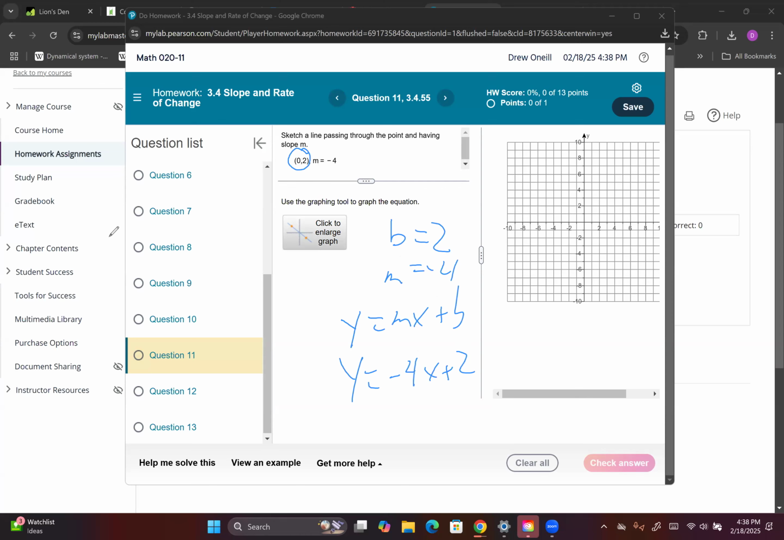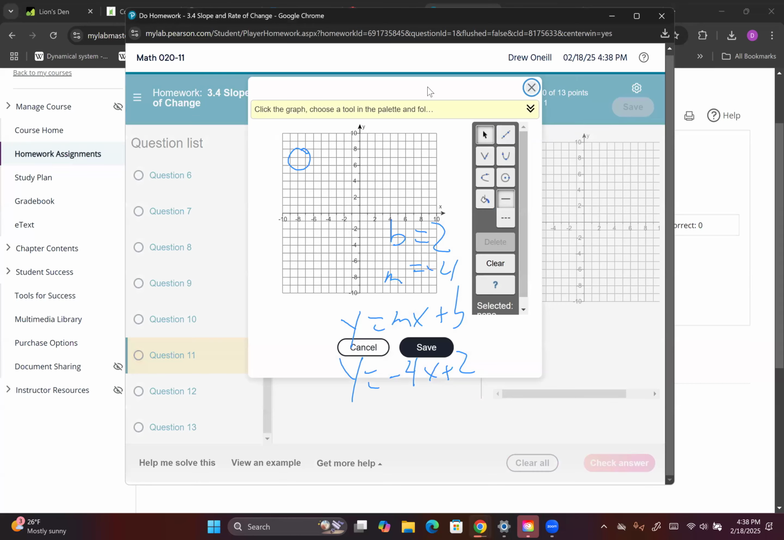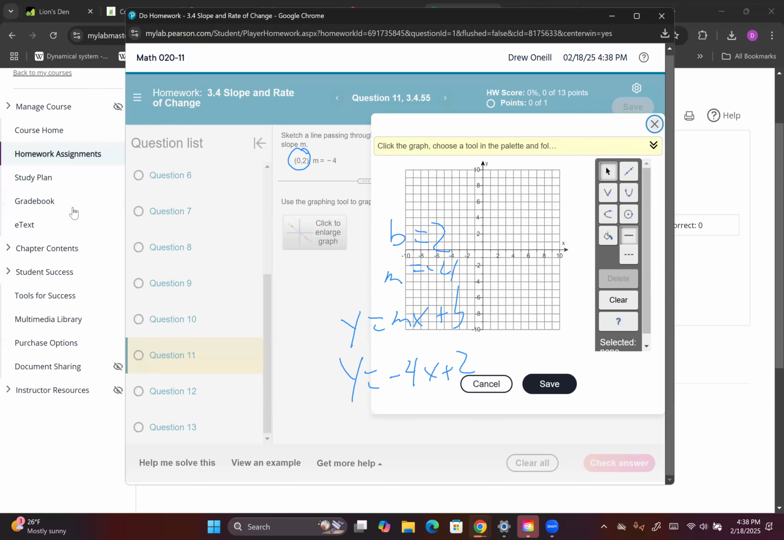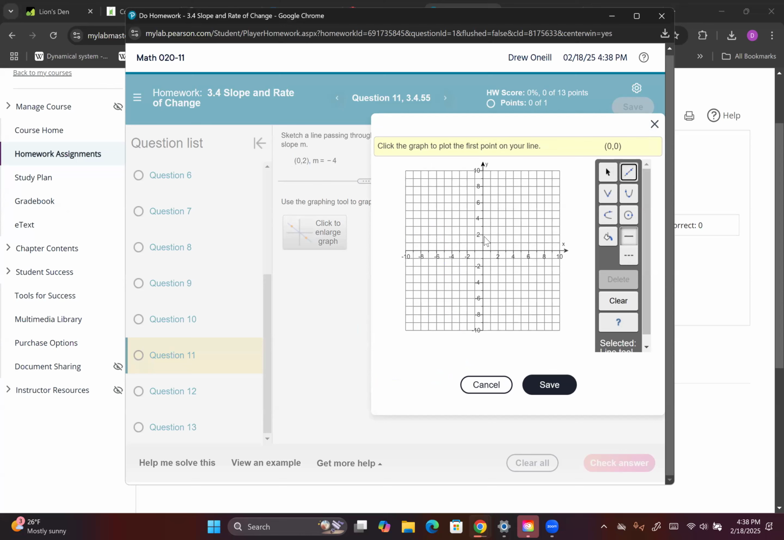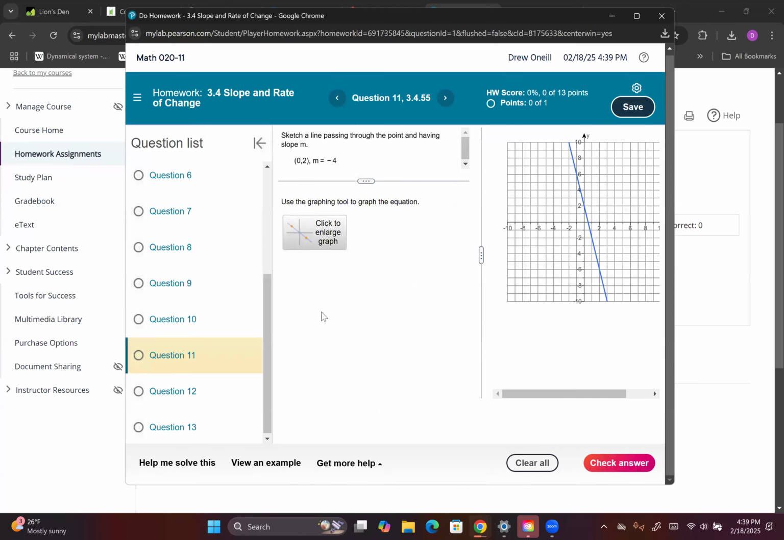And then to graph it, we could plot the first point. This is sort of a trick. I'll show you. It's going to be a line, so you pick that one. The first point's at 0, 2. And a slope of -4 means you go over 1 and you go down 4. 1, 2, 3, 4. That's that. So that's our answer.